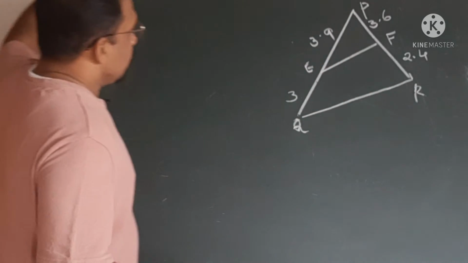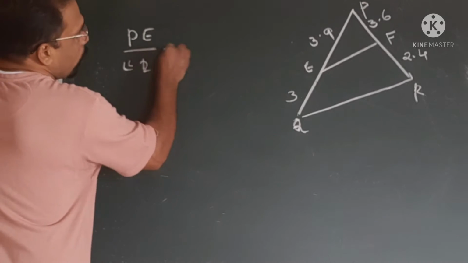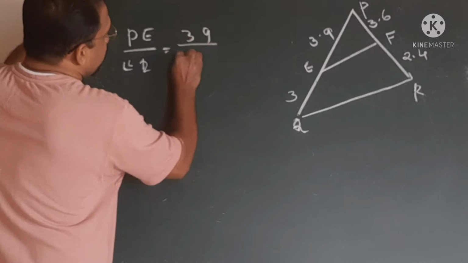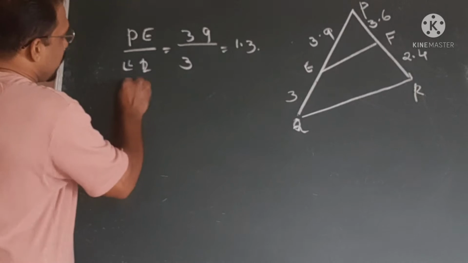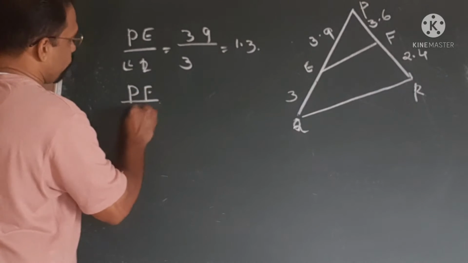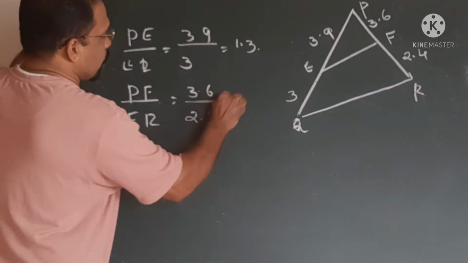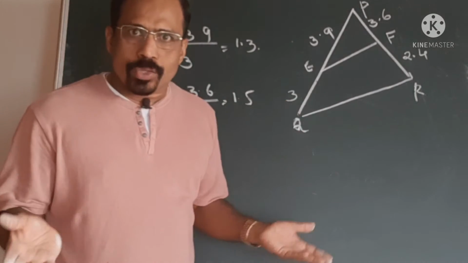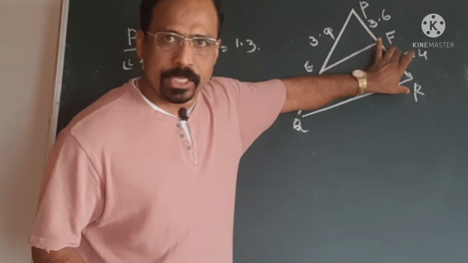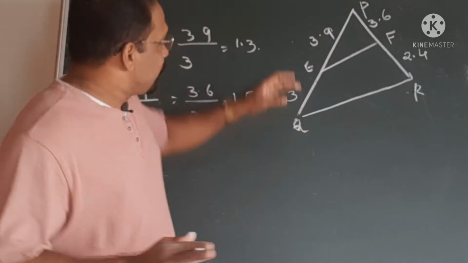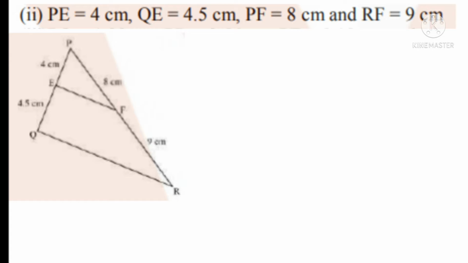Now, let us see PE by EQ. So, PE is 3.9 divided by 3, that is 1.3. Now, let us see the other side, PF divided by FR, that is 3.6 divided by 2.4, that is equal to 1.5. So, the ratios are not equal. That means this divided by this is not equal to this divided by this. So, we can say that this line EF is not parallel to QR.